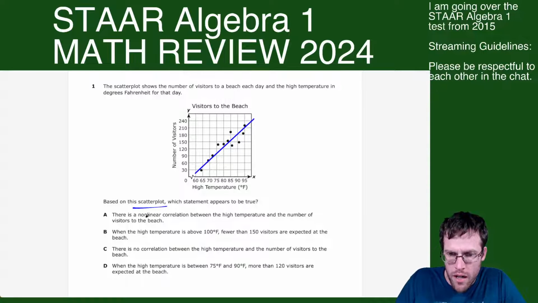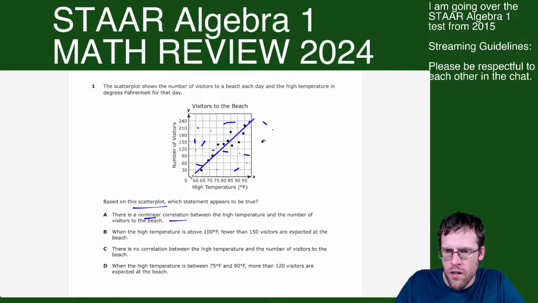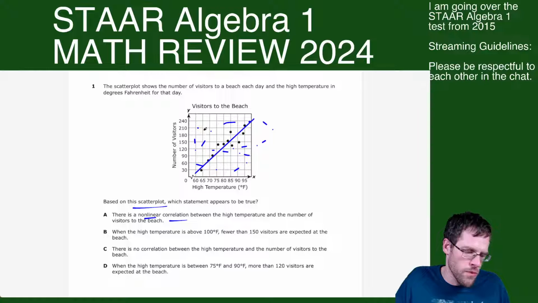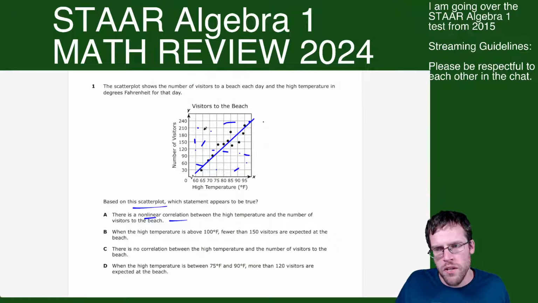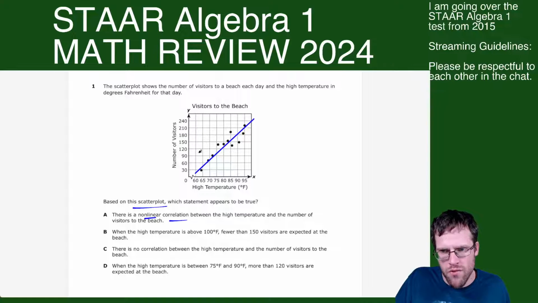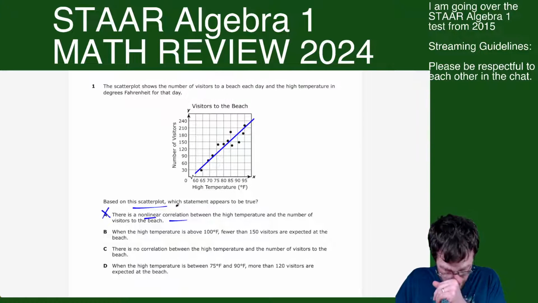So there is a non-linear correlation. Well, this one here, I would definitely say there is a linear correlation because that line that I just drew does capture these points pretty well. You see the points are pretty close here. If the points were all scattered about like this, then there would be no correlation, or maybe they would form an exponential curve. So then it would be nonlinear, but the points here are starting to gravitate towards a straight line. So A is out. There's definitely a linear correlation here.